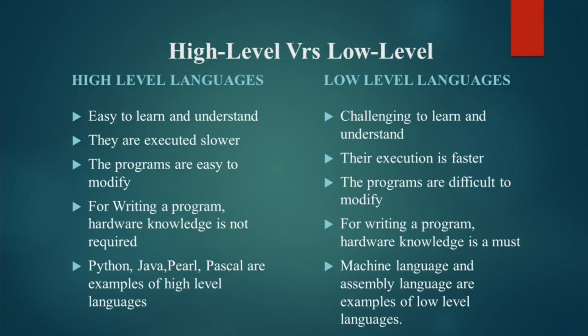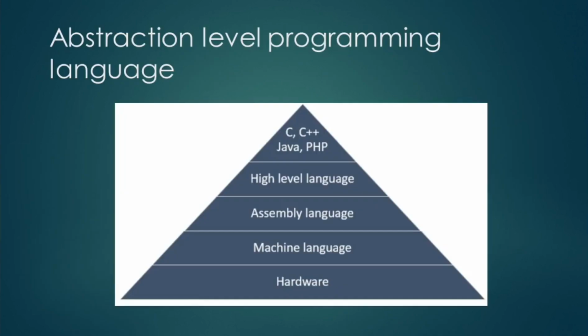Examples of the languages are below. You can quickly read them once again. For high-level languages, we have Python, Java, Perl, and Pascal. These are some examples of high-level languages. The low-level languages, we have assembly language and machine language. These form examples of low-level languages. Now let's look at the abstraction level of programming languages.